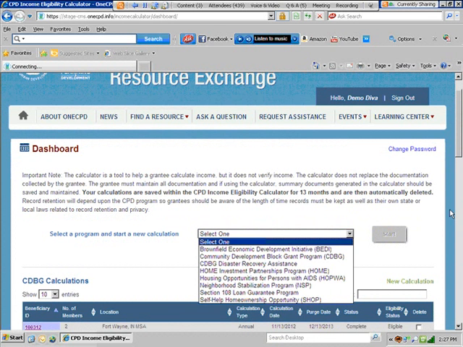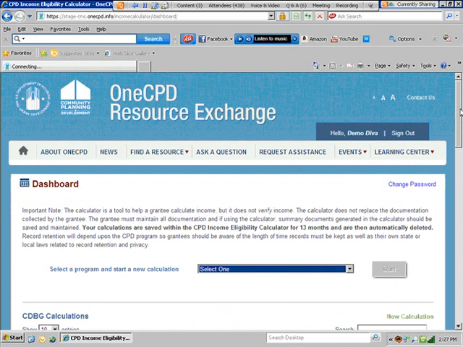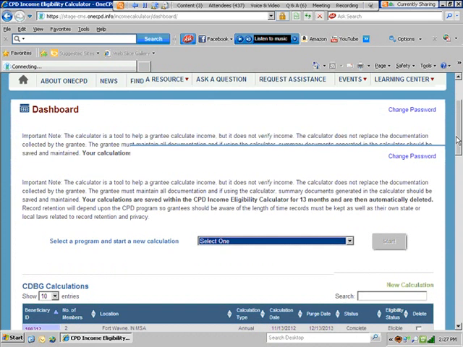Okay. So, just a couple of clarifications here: I'm actually in a demo part of the One CPD website. This is not the same website that you will use to enter your calculations. That link is at the end of the presentation, okay? So just keep that in mind. I am supposed to be in this one that starts with the word stage. I am Demo Diva, and this is our dashboard.